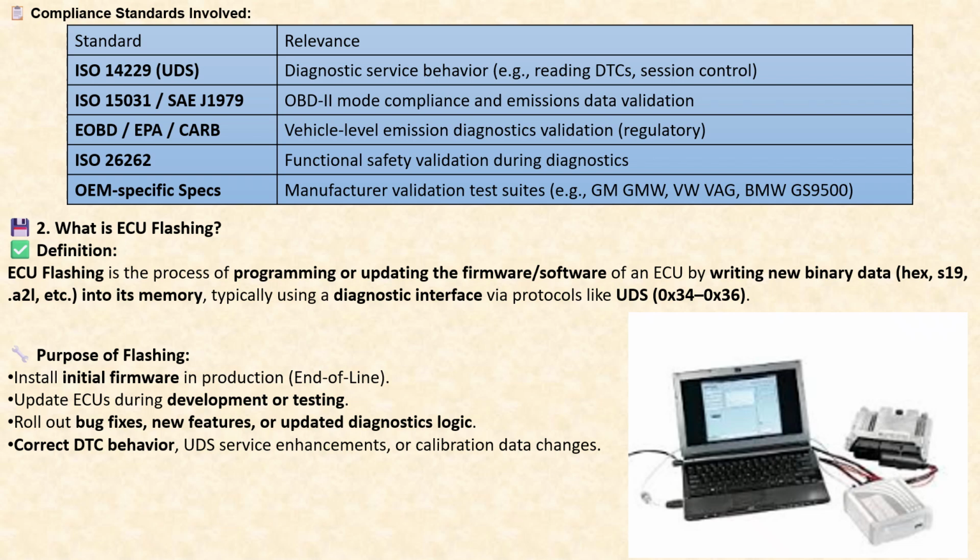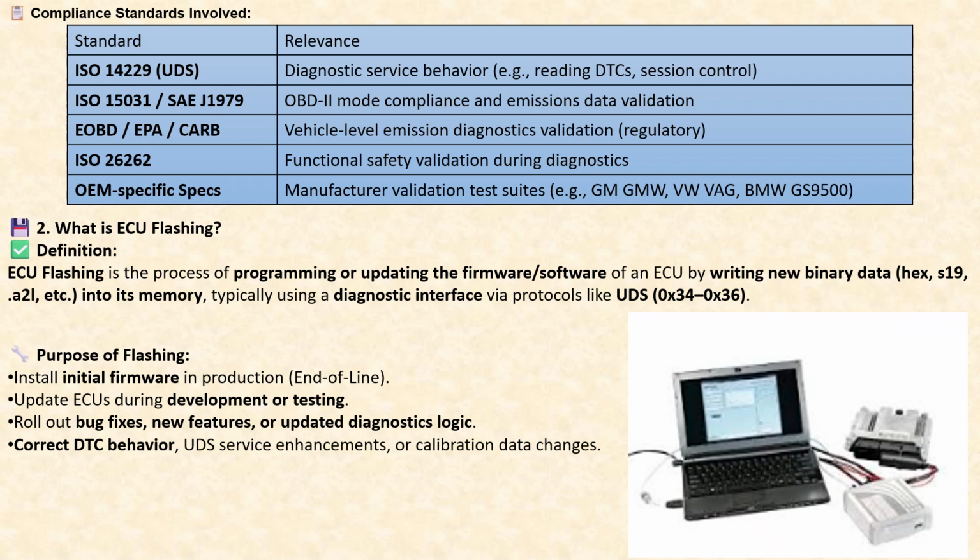Now, what are the various compliance standards? Even at the vehicle level, it is mandatory to ensure that these compliance standards are followed. ISO 14229: diagnostic service behavior. ISO 15031 and SAE J1979: OBD mode compliance and emission data validation. EOBD, EPA, CARB: vehicle level emission diagnostic validation. ISO 26262: functional safety validation during diagnostics. And OEM specific specifications: manufacturer validation test suites.